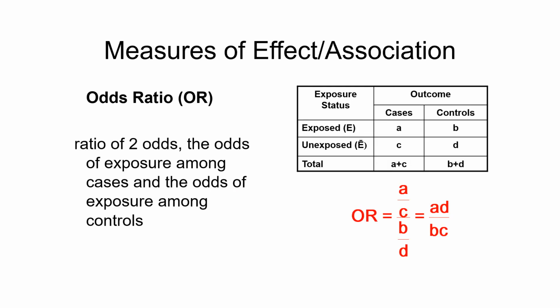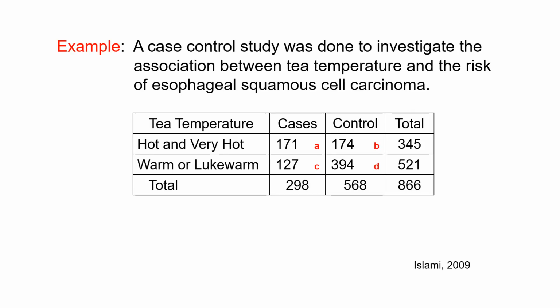The odds ratio is the measure of association in case control study designs. It is the ratio of two odds, the odds of exposure among cases versus the odds of exposure among controls. In this example, cases were those with esophageal squamous cell carcinoma, while controls were those without esophageal carcinoma. The exposure was drinking hot to very hot tea.